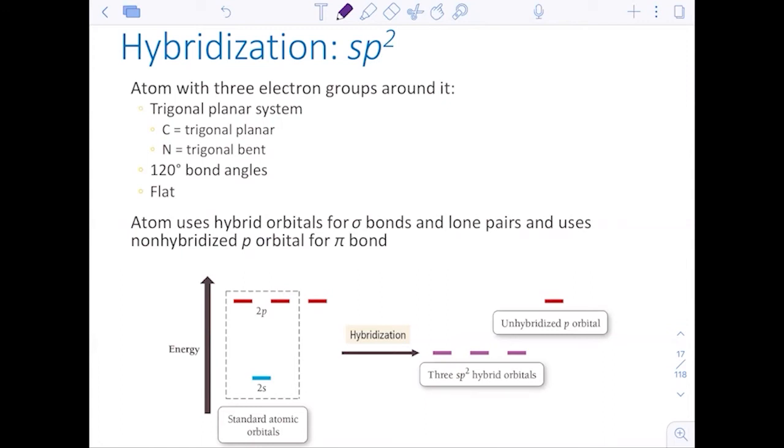What happened? Well, we only had to take 3 atomic orbitals into the 3 hybrid orbitals. Where is that unhybridized p orbital going to end up? The atom uses hybrid orbitals for the sigma bonds. These will be the 3 sigma bonds. The leftover is that 1 pi bond. Now, the non-hybridized or unhybridized p orbital is where we get the parallel overlap, the pi bond.